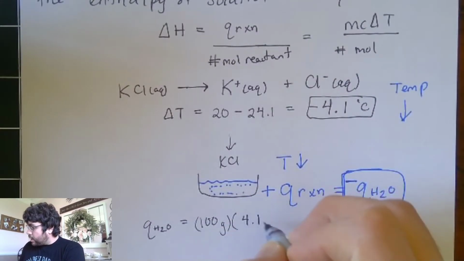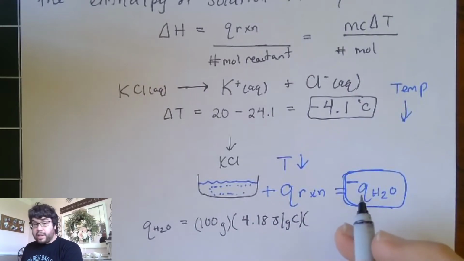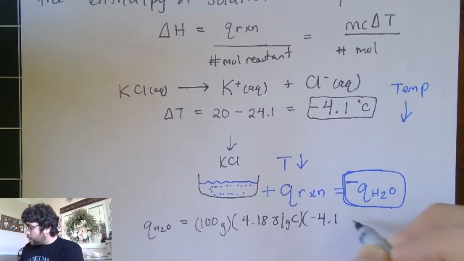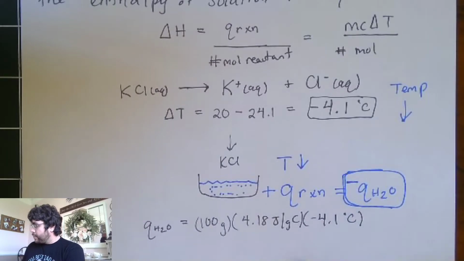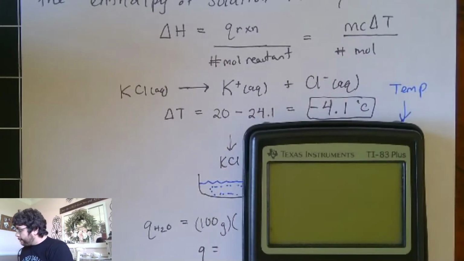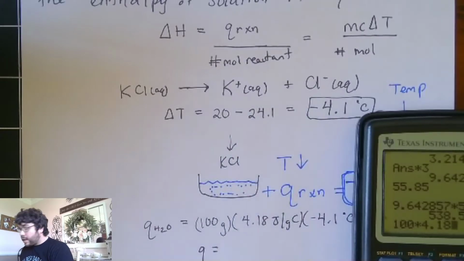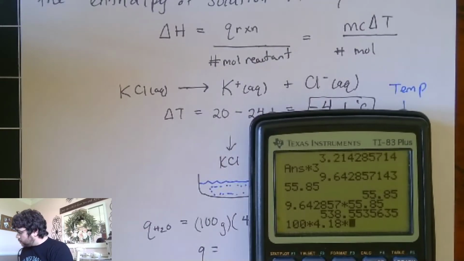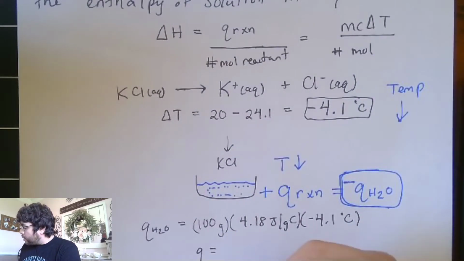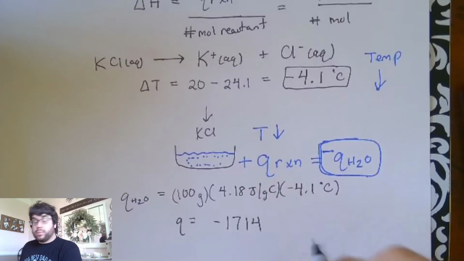And then I know the specific heat of water, 4.18 joules per gram Celsius. And then the change in the temperature of the water, I just calculated that. It's negative 4.1 degrees Celsius. So Q is going to be 100 times 4.18 times negative 4.1. So I get negative 17, we'll do 14 joules.